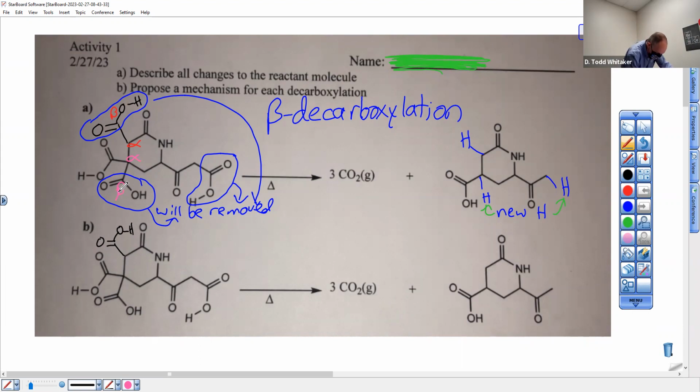And then we'll go with baby blue. Here is another carboxylic acid. Is it beta to a carbonyl? The answer is yes, because there's the carbonyl, there's alpha to the carbonyl, and there's beta. It's the candidate.